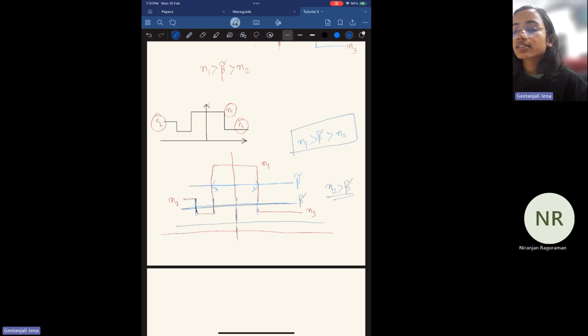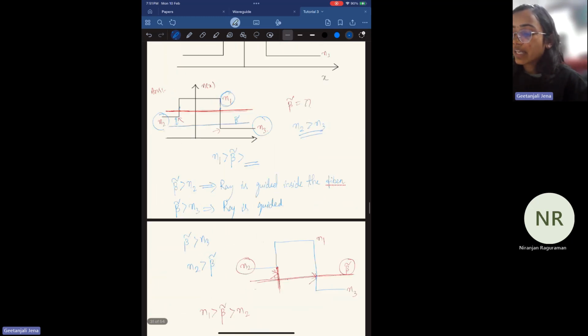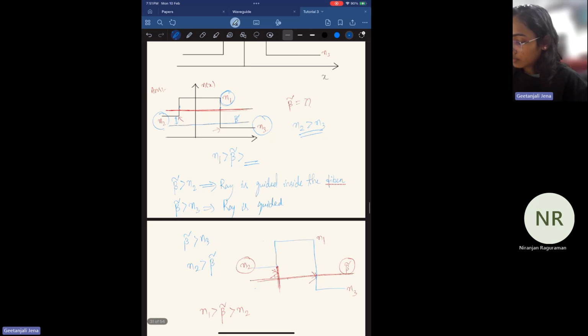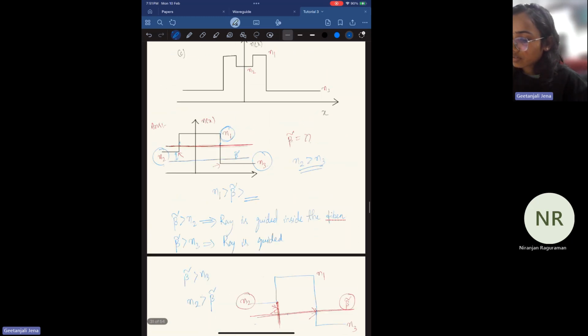Yes, if it is greater than N3, but it is smaller than N2, then it won't be guided. Because for that case, even though there will be a guided mode inside, so this is the core region, right? There will be guidance here, but here we will also see ray guidance in the cladding region that we don't want. We want all the energy to propagate inside the core.